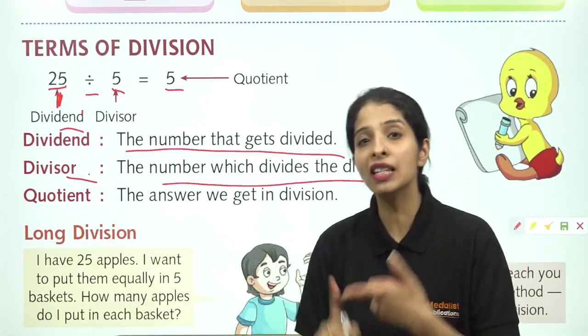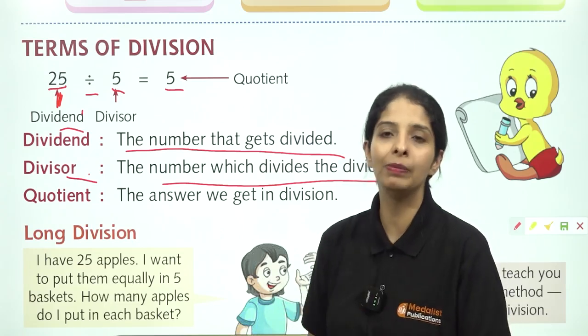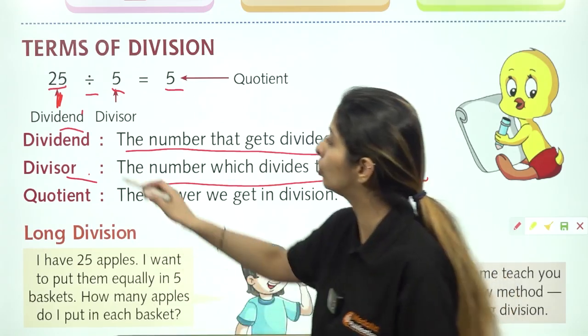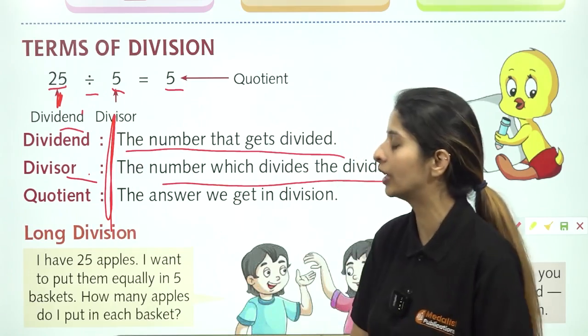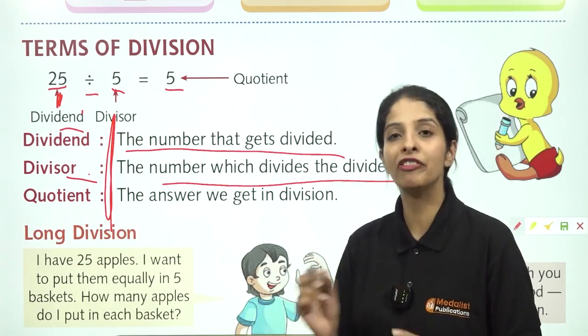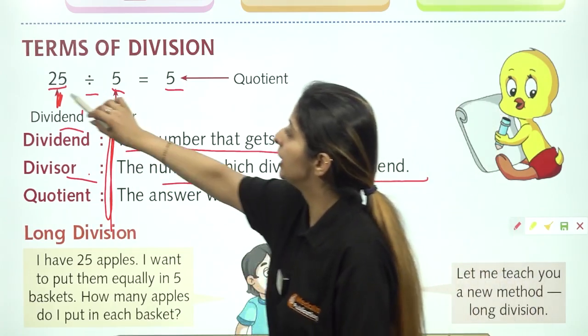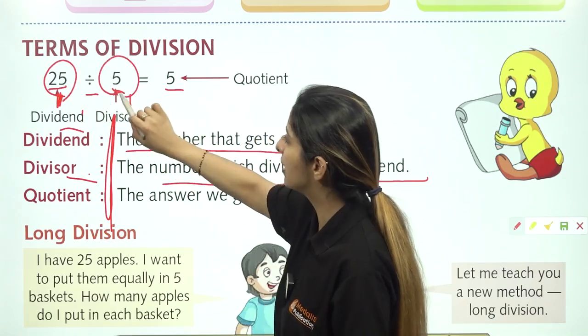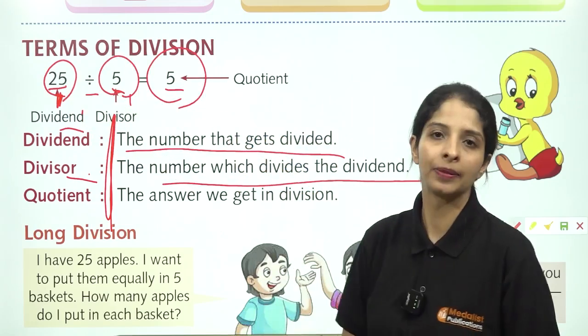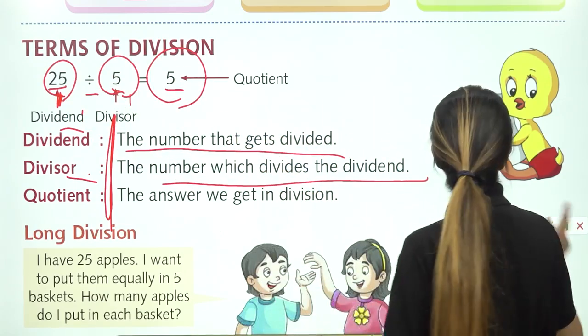Now your answer of division will be the quotient. These 3 terms are very, very important when you do division. So dividend, divisor and quotient. Let's see questions on this.